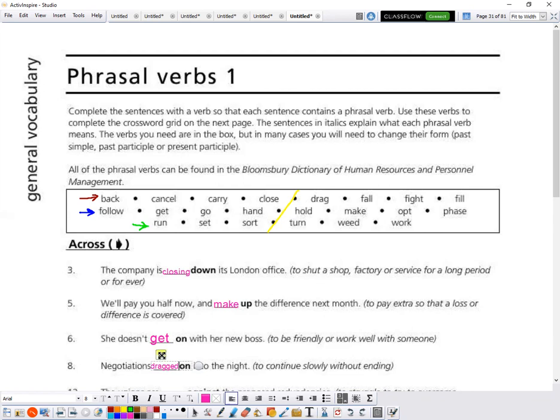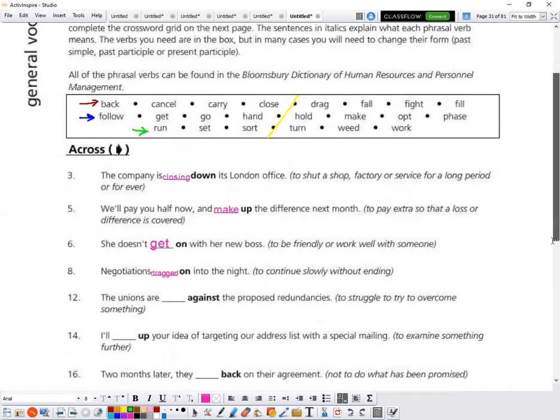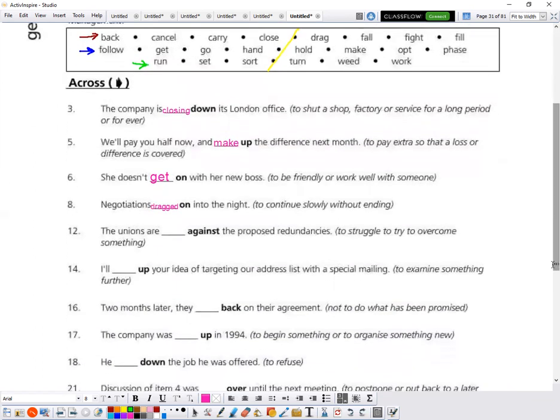Okay. Next one. Number 12. The unions are against the proposed redundancies. And the verb, which is followed by against, means to struggle, sorry, or to try to overcome something. And the answer is in the red line, the second half.